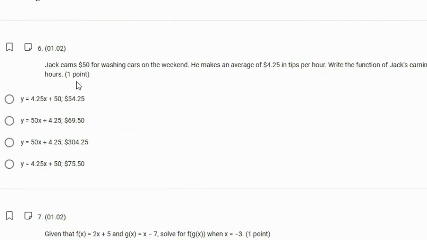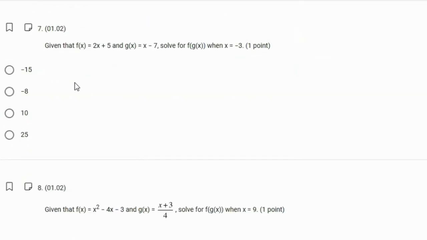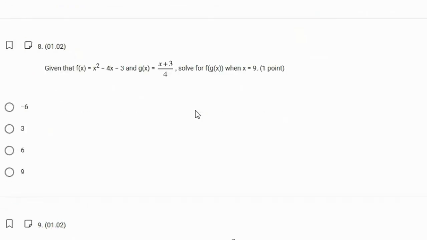Here's Jack, who earns $50 for washing cars. He makes $4.25 in tips every hour. Write the function of his earnings. And how much would he make after 6 hours? There you go. Here's f of x, g of x. All right, Peyton. F of x, g of x, solve for f of g of x when x equals -3. Then f of g of x when x equals 9.